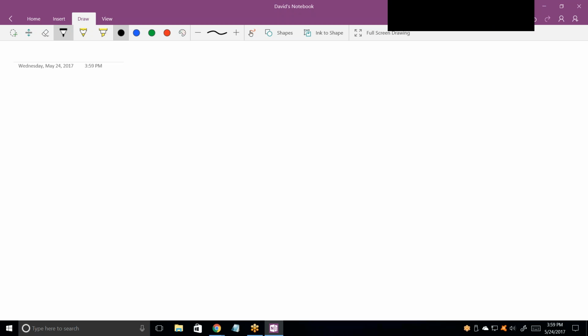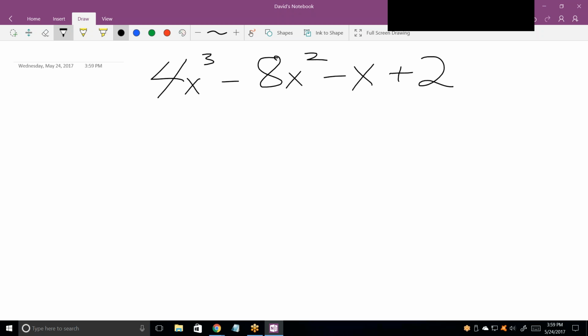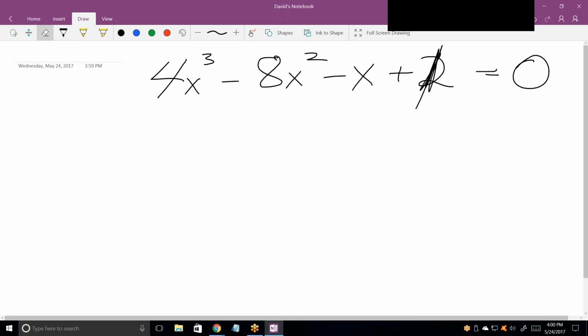Let's practice another one. 4x cubed minus 8x squared minus x plus 2. They have only taught you one method of solving cubics, and that's by grouping. Solving cubics is horrendously difficult. Make that a 1 instead of a 2, and we'd still be here tomorrow trying to solve that. The only easy way to solve a cubic is if it can be grouped.